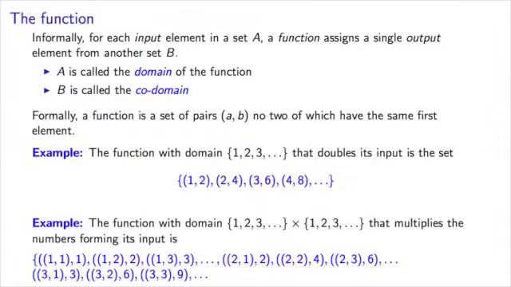Here's another example. In this case, the domain is the Cartesian product of the positive integers with itself. And this function involves multiplying the two elements that form its input. So 2 times 2 is 4, 2 times 3 is 6, and so on.